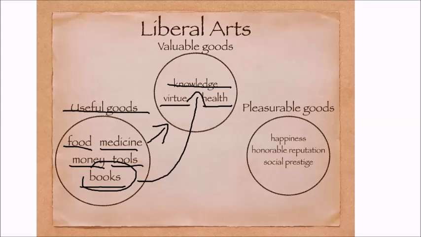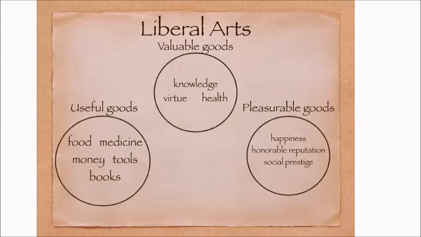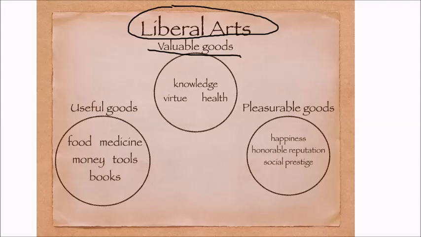And the third class of goods are the pleasurable goods, which are important for their own sake because they provide a satisfaction. Some examples here: happiness, honorable reputation, and social prestige. And as we can see, the liberal arts have as the product or the objective the valuable goods. And by having these valuable goods, the person will be able to rise above his material environment to live an intellectual, a rational, and therefore a free life in gaining truth.